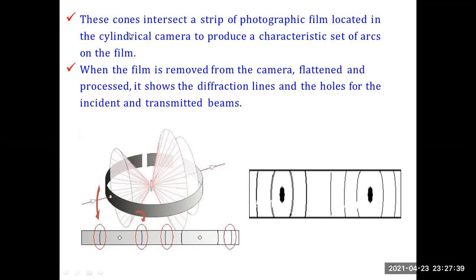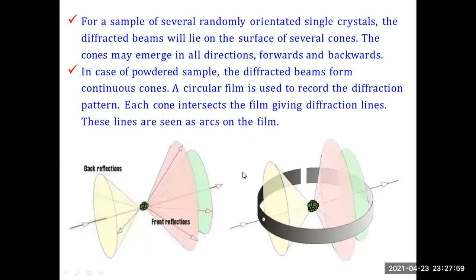So when the film is here, the cones intersect the strip of photographic film located in the cylindrical camera to produce a characteristic set of arcs. We just say this is an arc, and when the film is removed from the camera, it shows the diffraction lines and the holes from the incident and the transmitted beams. You can see that the sample is a polycrystalline solid. You can get a front reflection and a back reflection.